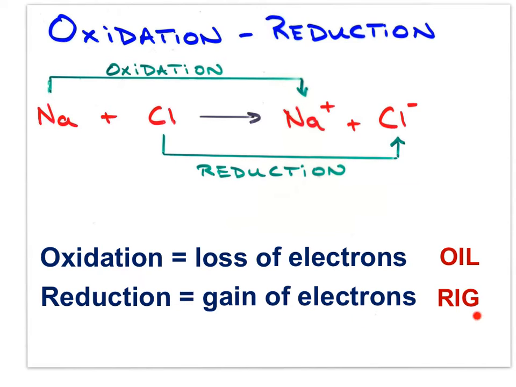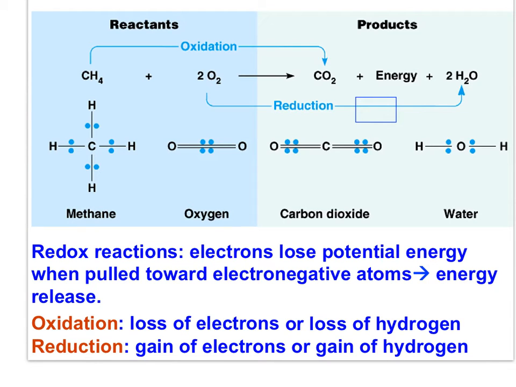Reduction is gain. You may need to study this slide and the next. In this diagram, we can see methane, an organic molecule, being burned, combusted, to produce CO2 and water. In some ways, this is a lot like respiration, except that respiration is a controlled release of energy, whereas the combustion of methane is a very fast release of energy.